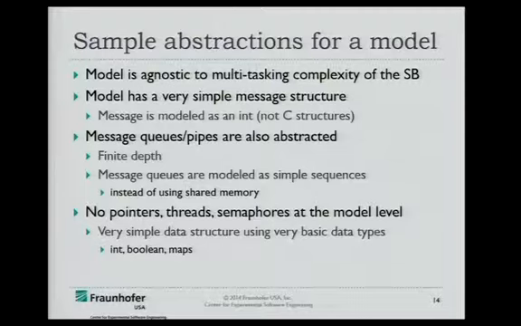In the model, you could have a simple structure. You could just have a sequence or a list. You can even abstract away the complete queue and just count how many messages are on the queue. So you could make abstractions in a way you like. Finite depth for the queue. And we don't use pointers, threads, or semaphores at the model level. Make it extremely simple. Very simple, basic data types: integers, booleans, and maps.